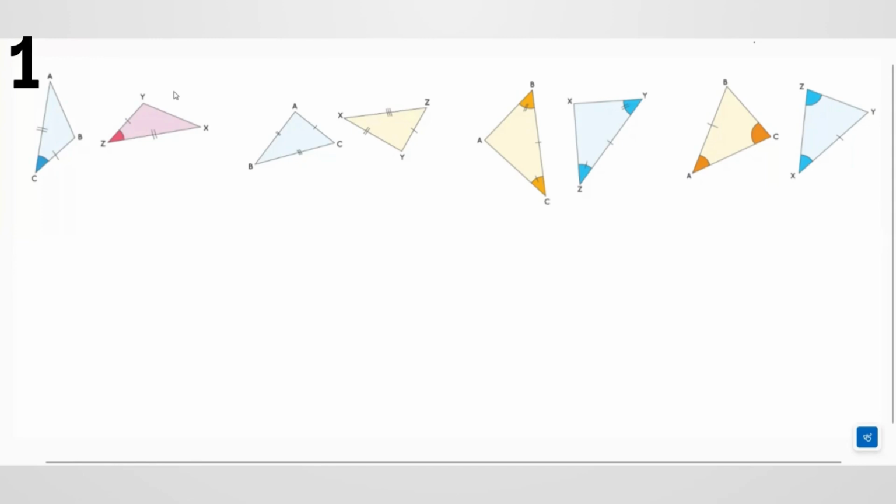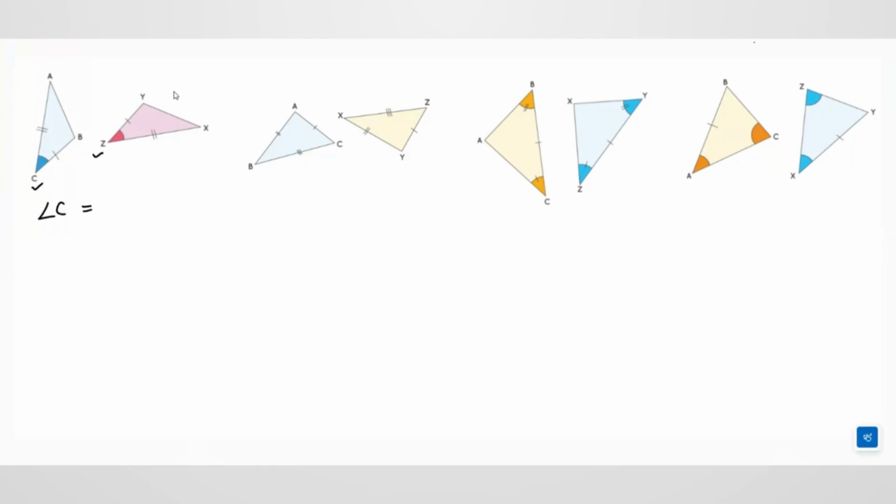So in the first one, we'll write here, angle C is equal to angle Z. Then BC, this is a single line, this is a single line. So we can write down here BC is equal to YZ. Here we have two lines, here we have two lines. That means these two corresponding sides are equal. We'll write here CA is equal to ZX.